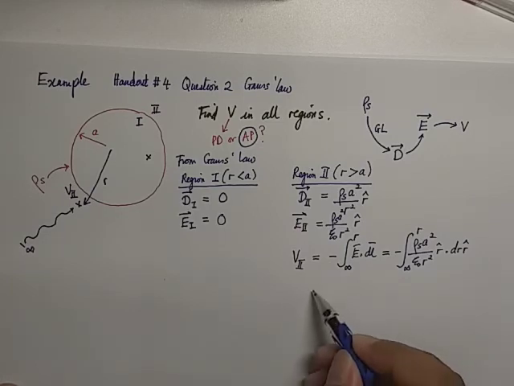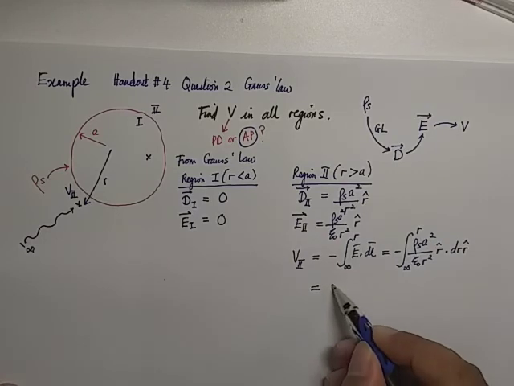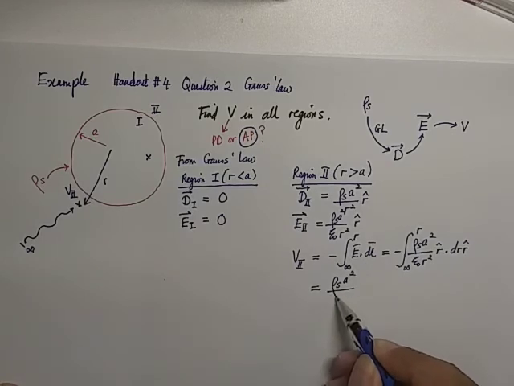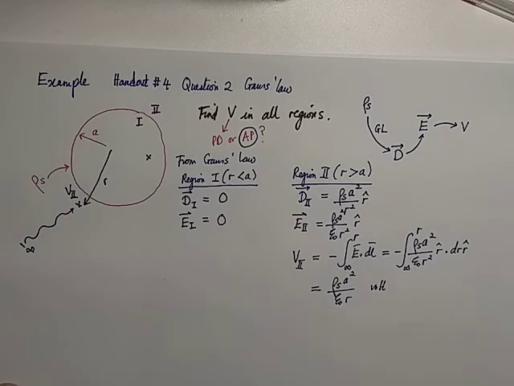So when I do that, mathematically it's going to be equal to what now? Rho S A squared over epsilon naught R volts. Is it correct?